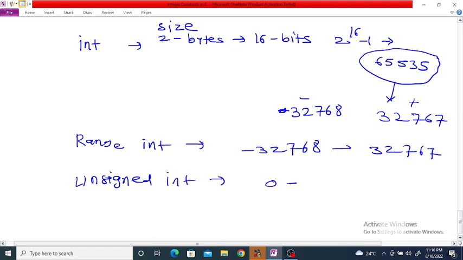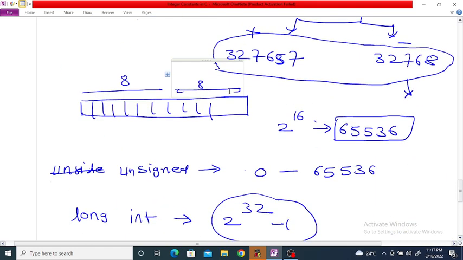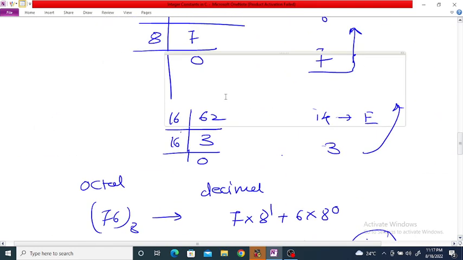So now it is 0 to 65,535. And again you can expand this memory by using the long integer, and here you can store integer numbers up to 2 raised to 32 minus 1. Okay, before it was 2 raised to 16 minus 1. So this is all about the integer constant.